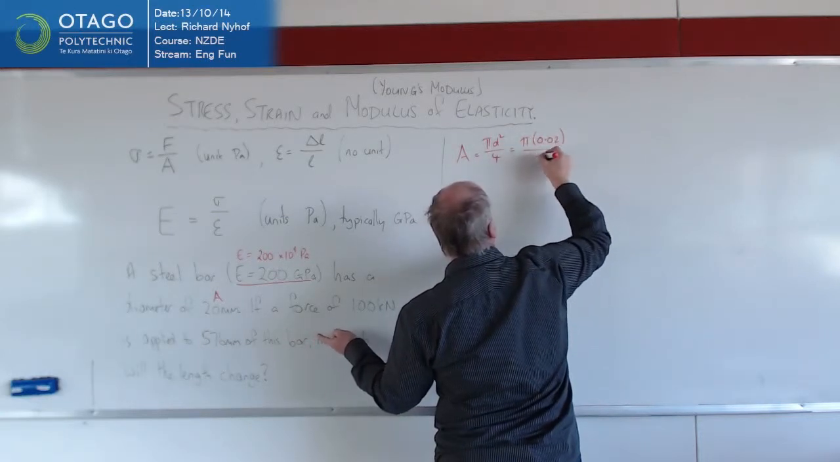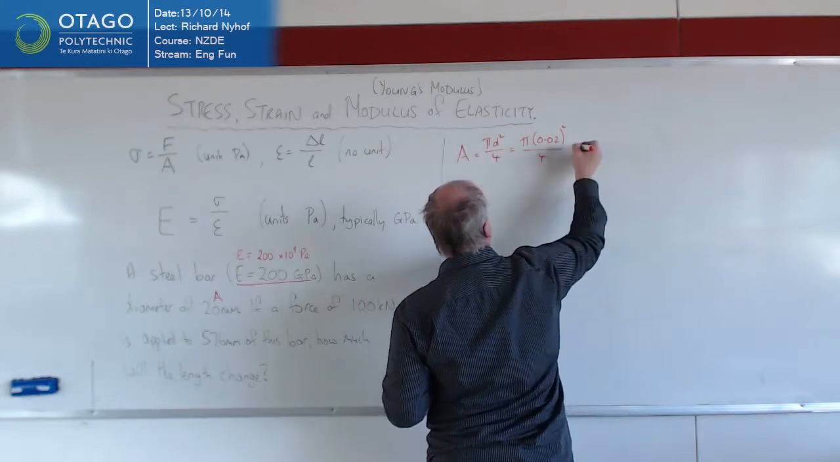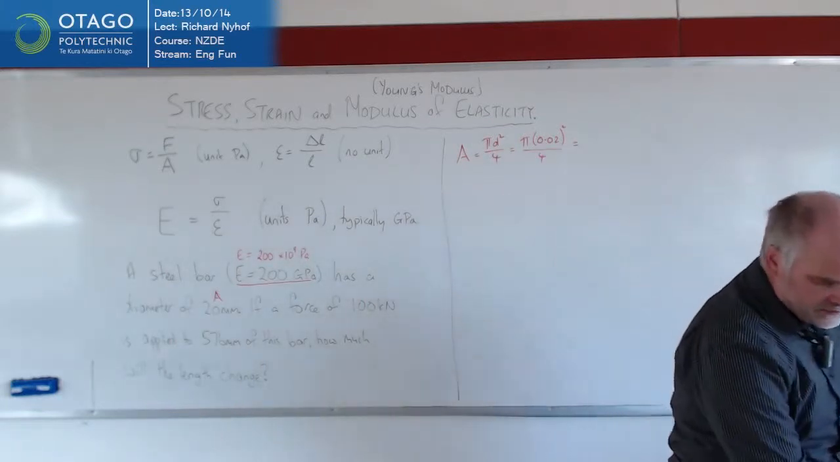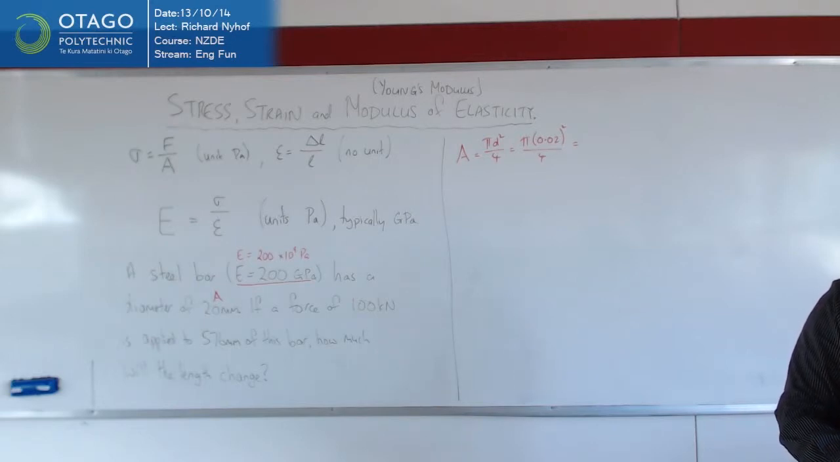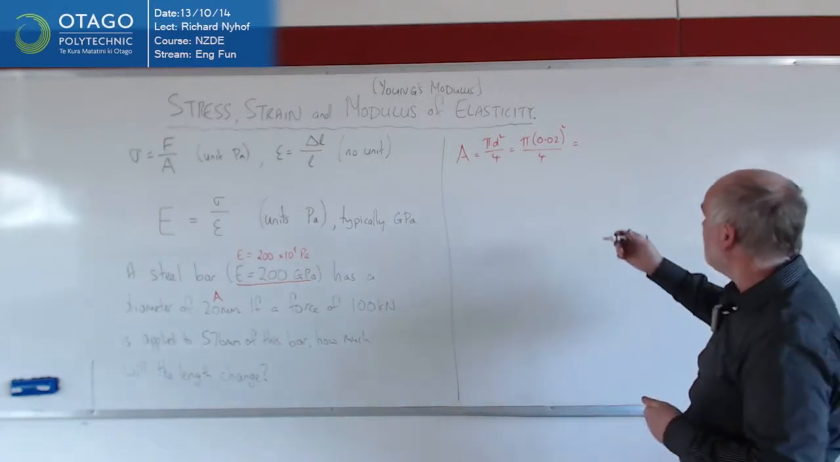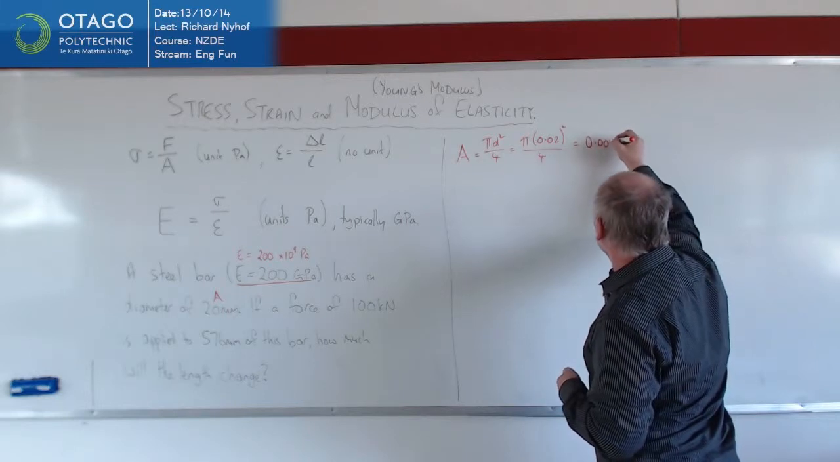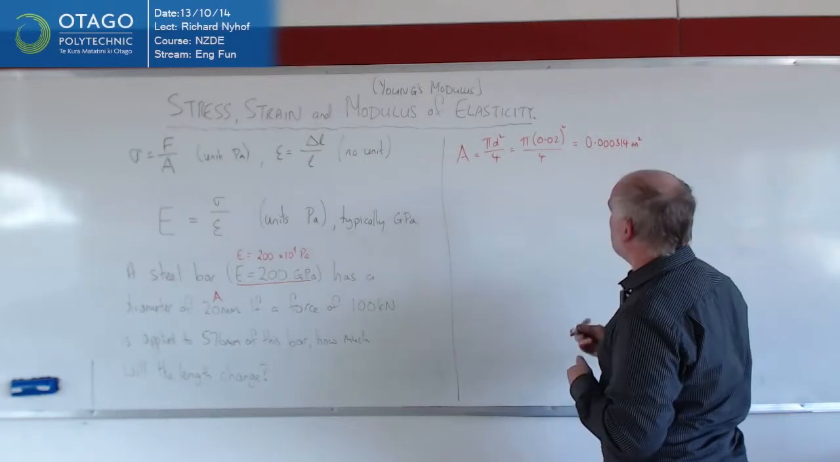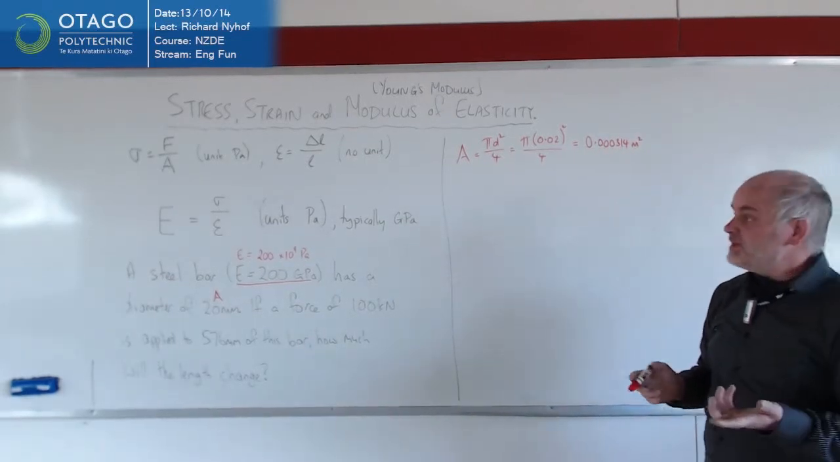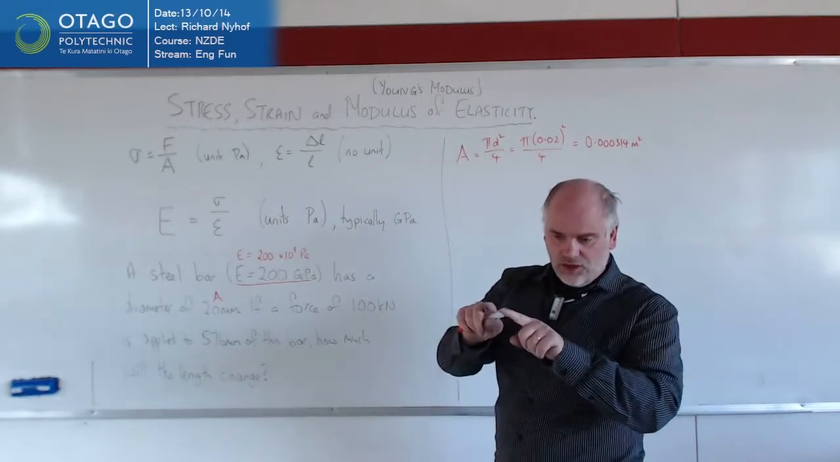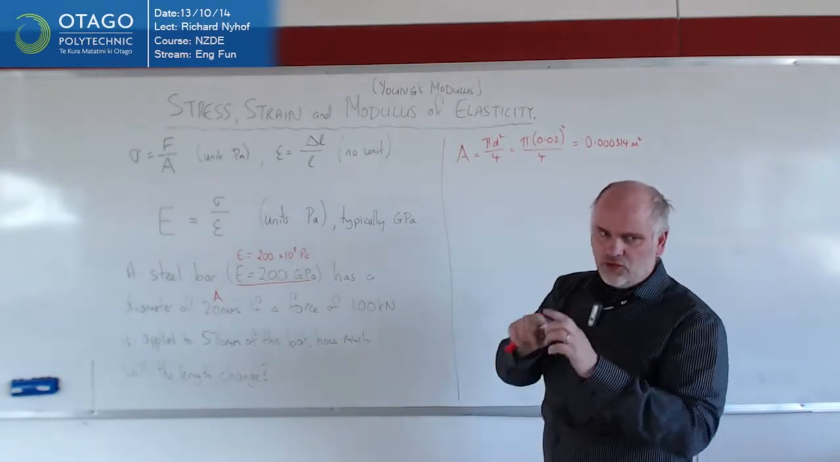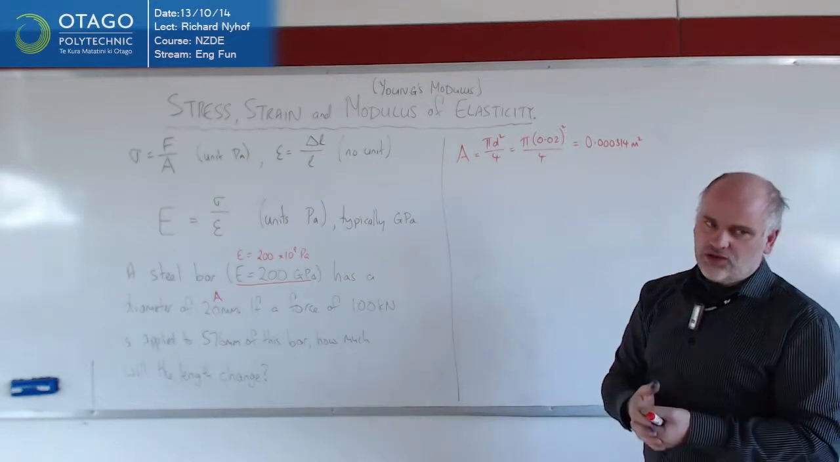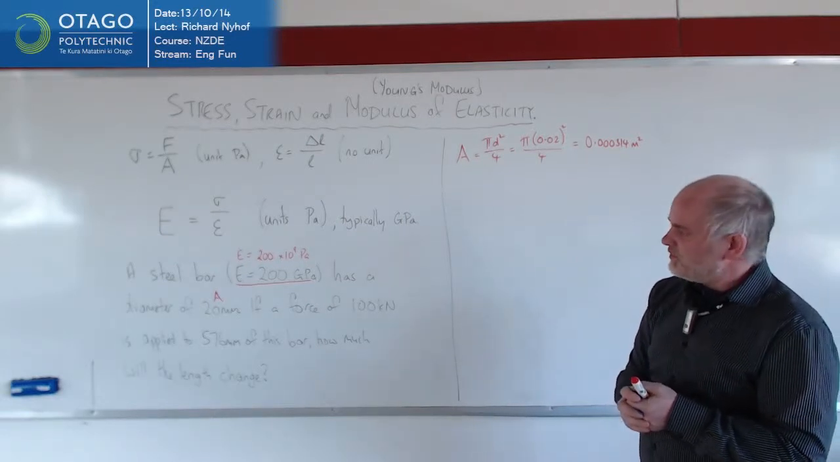Let's put it all in meters to be on the safe side: pi times 0.02 squared over 4. Pushing the buttons on the calculator, we come up with 0.000314 square meters. So whenever you're dealing with one of these things, you've got a diameter, or it tells you it's a square shape and tells you the sides of it, or a rectangle, whatever it is, you need to work out the cross-sectional area. Definitely something that's worth doing.